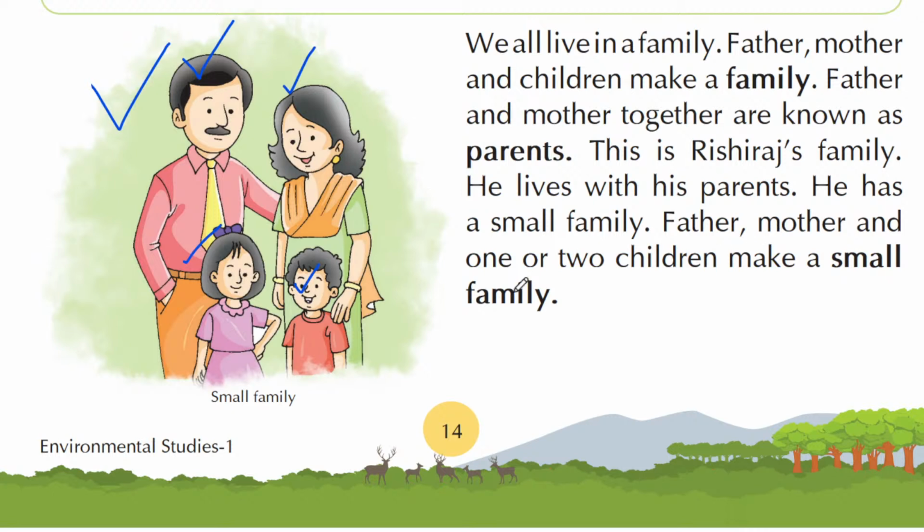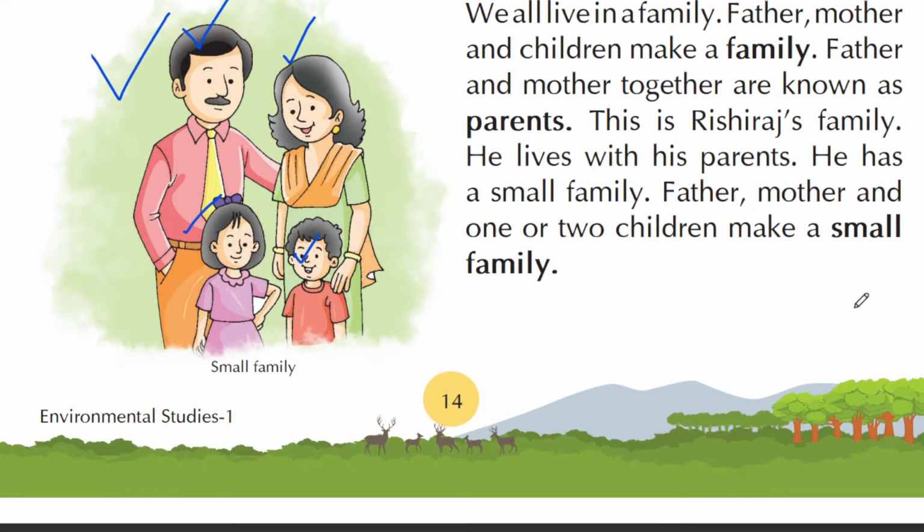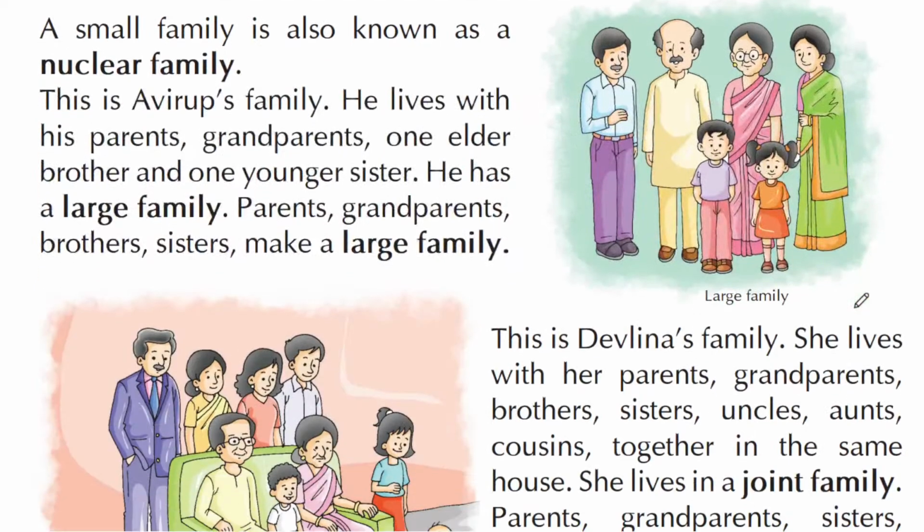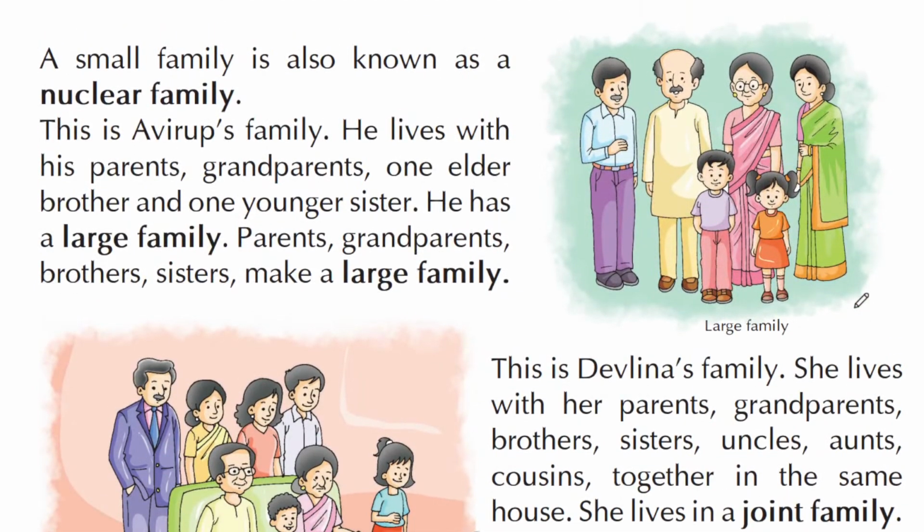Father, mother, and 1 or 2 children make a small family. So in a small family, there will be a father, a mother, and 1 or 2 children. I hope it is clear to you. Now let's move on to the next page. A small family which comprises parents and their children is also known as a nuclear family.